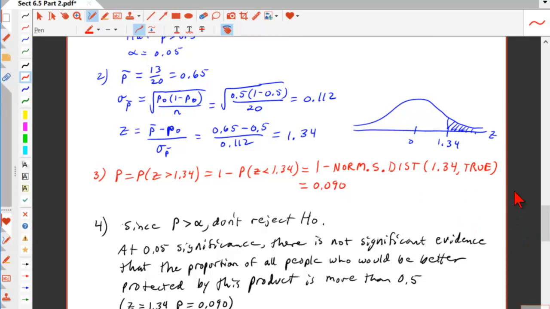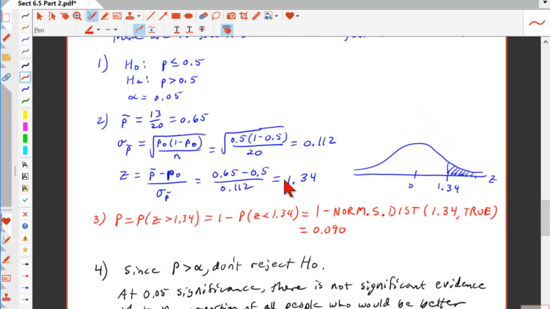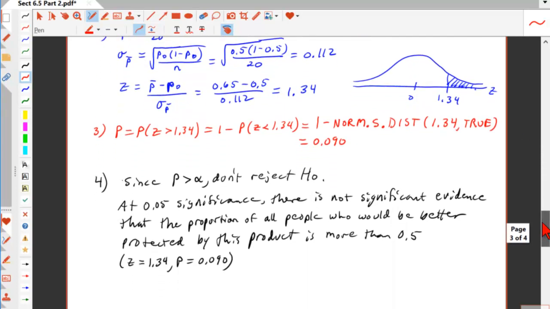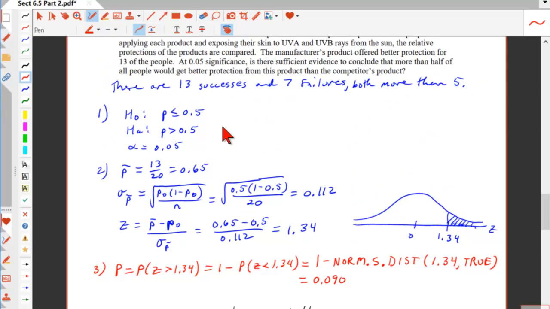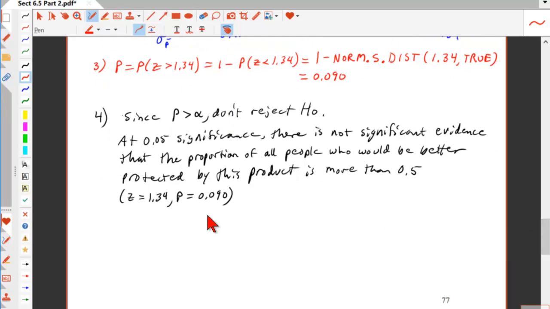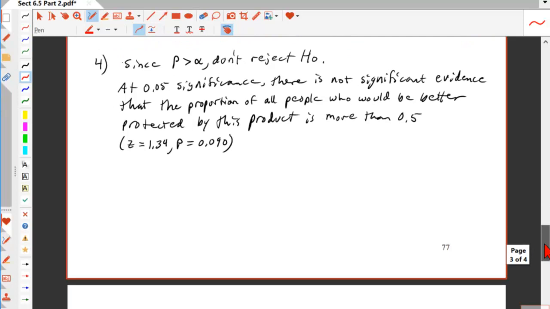And I finish in the same way I always finish a hypothesis test: compare the p-value to the level of significance. In this case, the p-value is bigger than the level of significance, so we will not reject the null hypothesis, but we'll say at 0.05 significance, there is not significant evidence that the proportion of all people who would be better protected by this product is more than 0.5. I'm concluding that we don't have evidence for the alternate hypothesis with our z equals and p equals numbers. So that finishes that example.